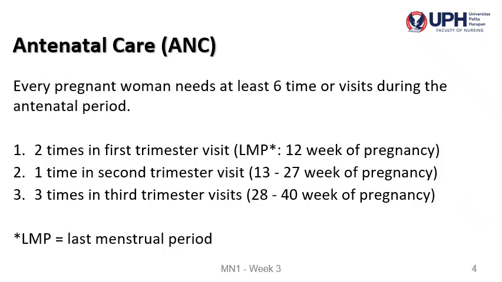In ANC, every pregnant woman needs to visit at least 6 times during the antenatal period. In the first trimester, we hope that they visit the clinic or do the checkup at least 2 times within their 12 weeks of pregnancy. In the second trimester, during the 13 to 27 weeks of pregnancy, we hope that they visit at least 1 time. And in the last or third trimester, we hope that they will visit the clinic and check about their pregnancy around 3 times. This will happen during the 28 to 40 weeks of pregnancy.